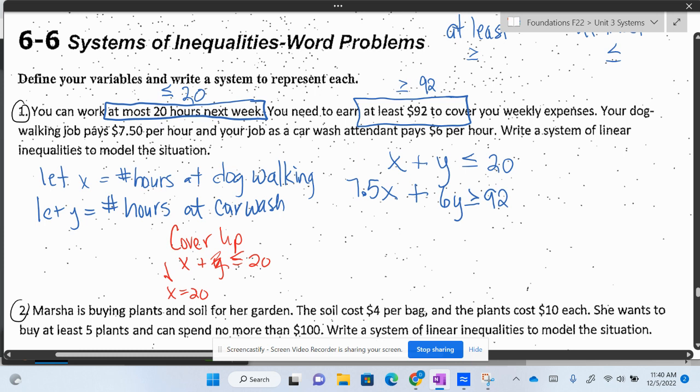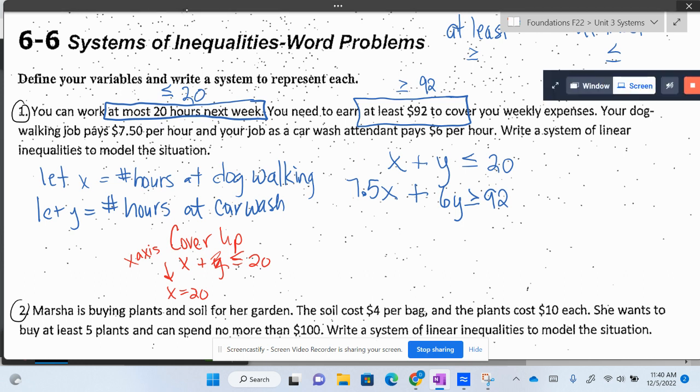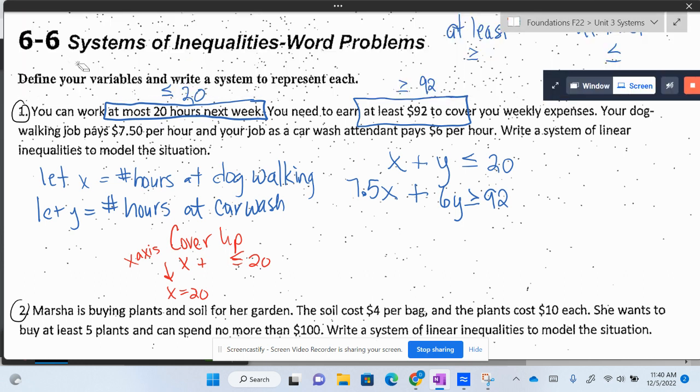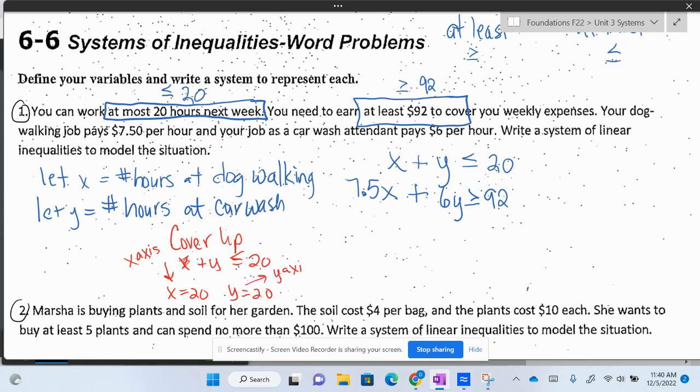This tells me where my graph crosses the x-axis, correct? Do you guys remember that? The cover-up method? It was kind of one of the easiest methods of graphing an equation. So then if I cover up the x, that tells me that y equals 20, and this is where my graph crosses the y-axis, right? And because of the inequality, am I going to shade above or below?